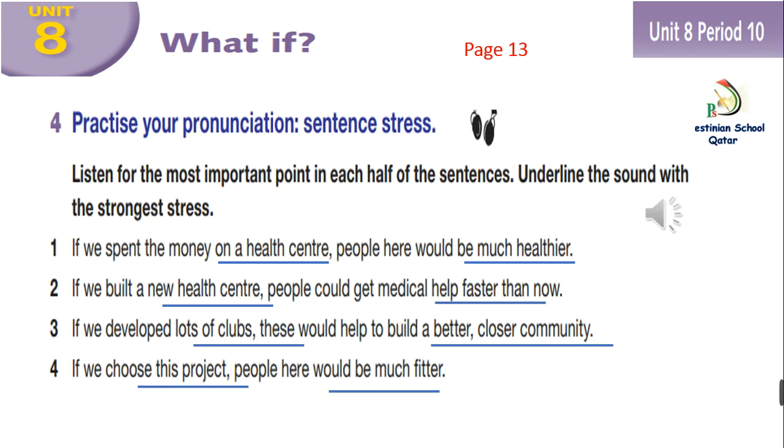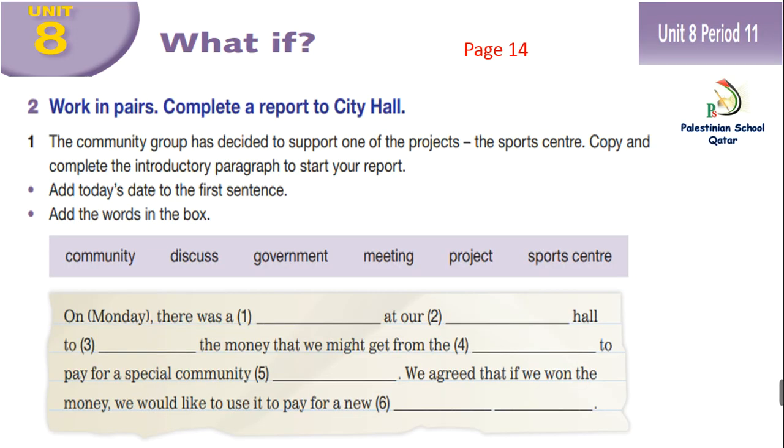Okay. Now, let's come to Unit 8, page 14. On page 14, we have exercise number 2. Work in pairs. Complete the report to City Hall. Number 1. The community group has decided to support one of the projects, the sports center. Copy and complete the introductory paragraph to start your report.